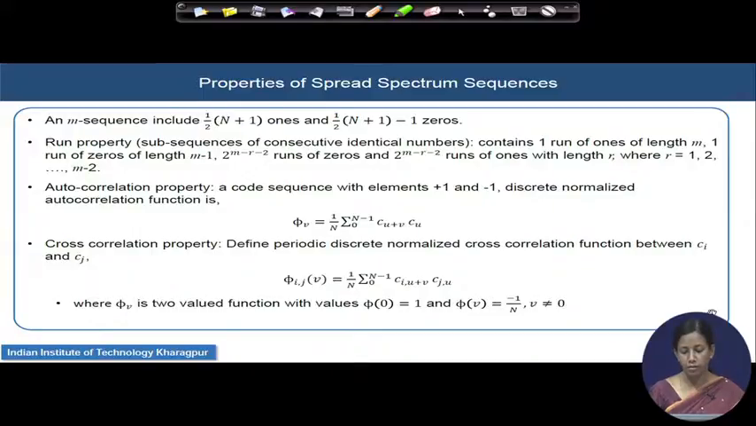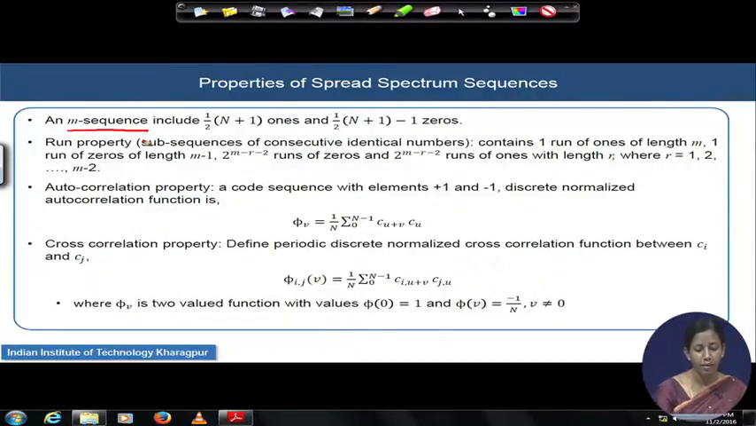Now, coming back to the rest of the properties of the ML sequence. The ML sequence is also called an M sequence for easy understanding, and we will be calling it an M sequence throughout the course. In an M sequence, you will always find that it includes (n plus 1) by 2 ones and (n plus 1) by 2 minus 1 zeros.